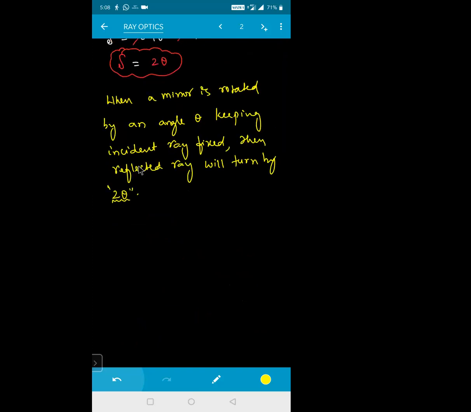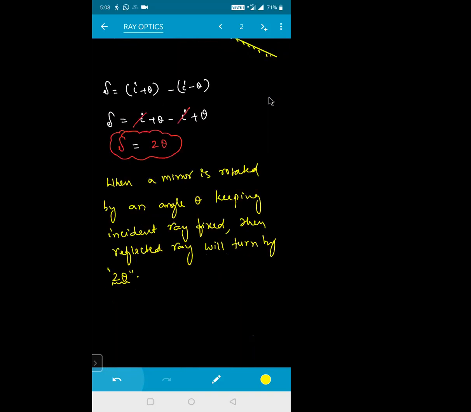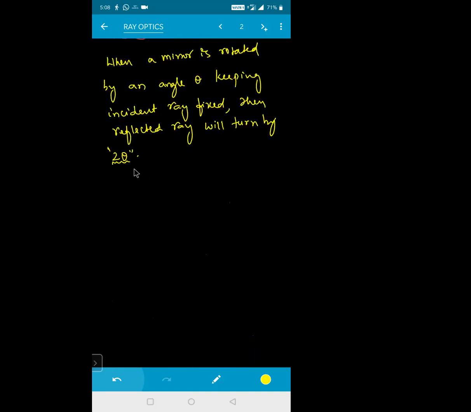Direct questions you can do from this one. Whenever a mirror is rotated by an angle theta, the reflected ray will turn by an angle of 2 theta. Say the mirror is rotated by 30 degrees, the reflected ray will turn by how much? 2 into 30, that will be 60 degrees. 60 degrees, yes, in the same direction as the mirror.